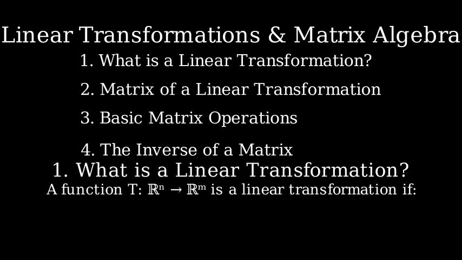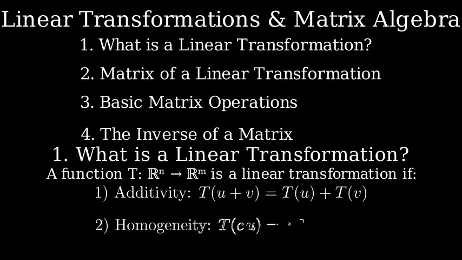A function T from Rn to Rm is called a linear transformation if it satisfies two key properties. First, additivity: T of u plus v equals T of u plus T of v. Second, homogeneity: T of c times u equals c times T of u for any scalar c. In simple terms, a linear transformation preserves vector addition and scalar multiplication.